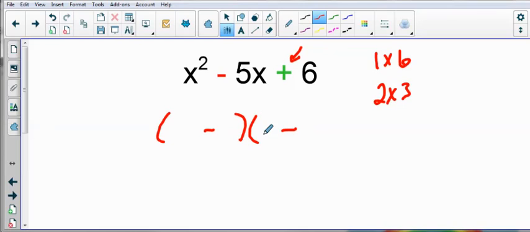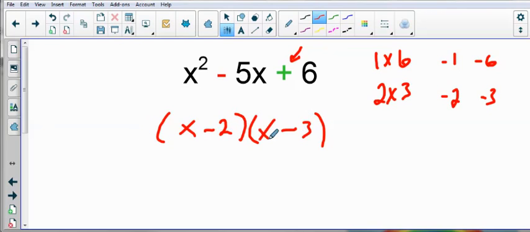So now the question is, I know that negative 1 times negative 6 is positive 6, and negative 2 times negative 3 is also positive 6. But I need to know, since these are both going to be negative, which ones are going to add together to be 5. Well, negative 1 and negative 6 is going to be a negative 7. But a negative 2 and a negative 3 will add together to be a negative 5. So it's going to be a negative 2 and a negative 3.